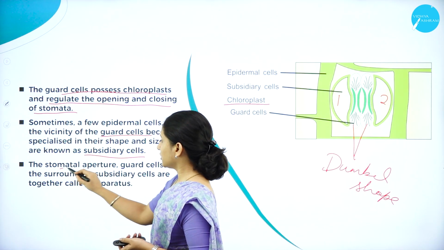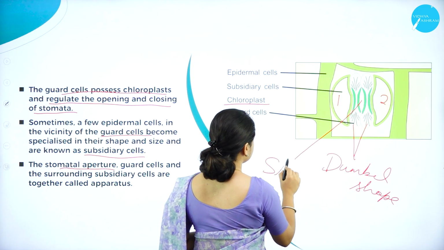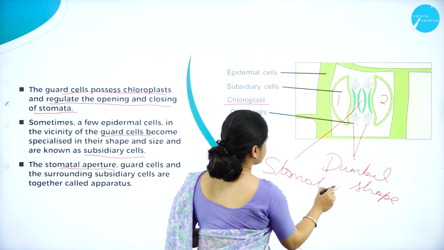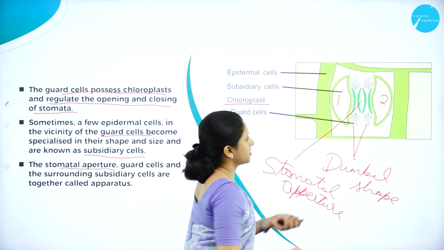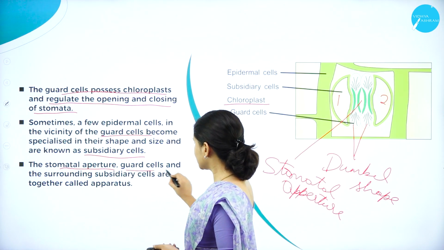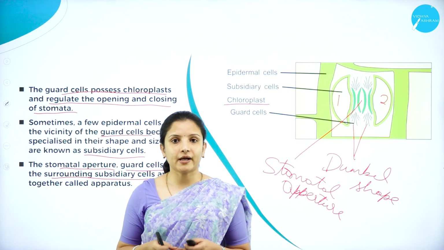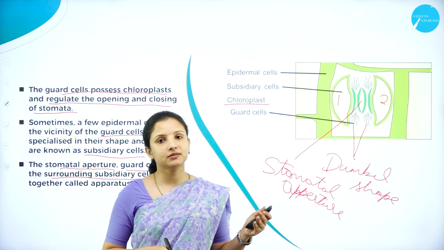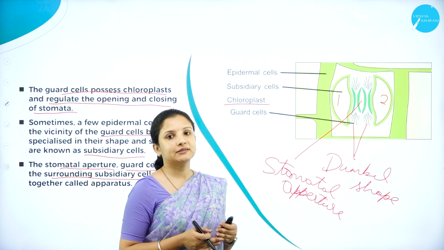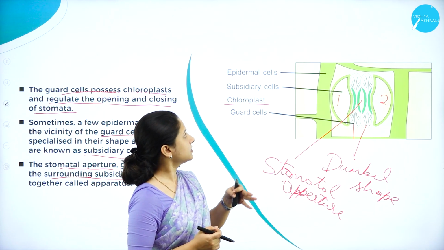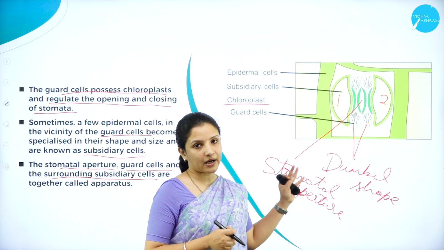And the stomatal aperture, that is the opening. So what was the stomatal opening? As you can see here, the stomatal opening or the stomatal aperture, the guard cells as well as the surrounding subsidiary cells together constitute the stomatal apparatus. Therefore the stomatal apparatus is made up of the guard cells, the subsidiary cells, the neighboring epidermal cells, the chloroplasts, and also the stomatal aperture.